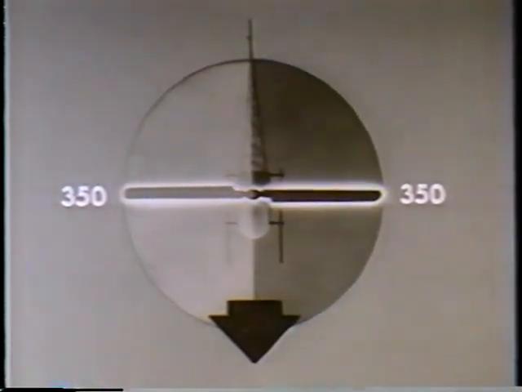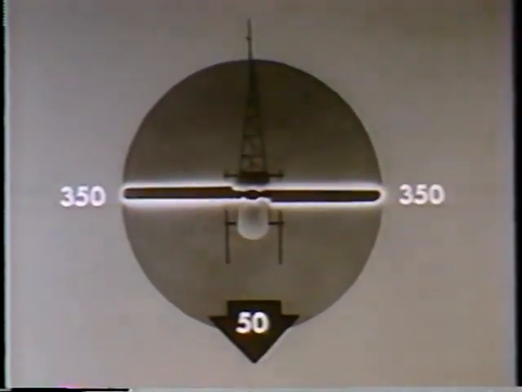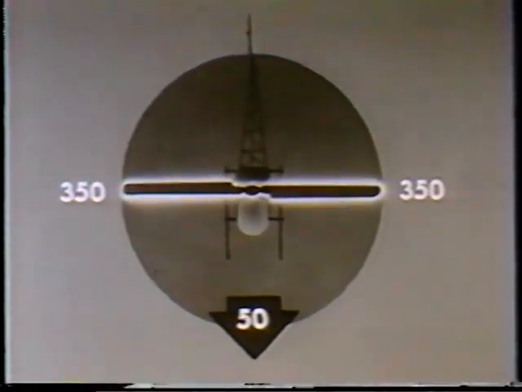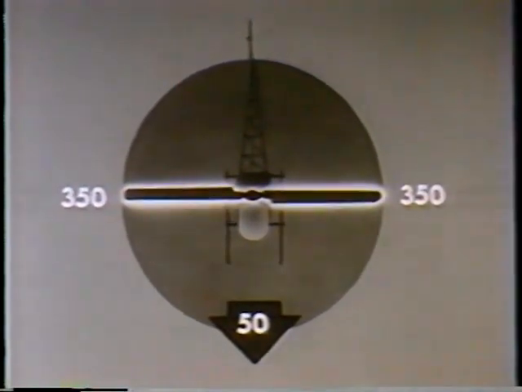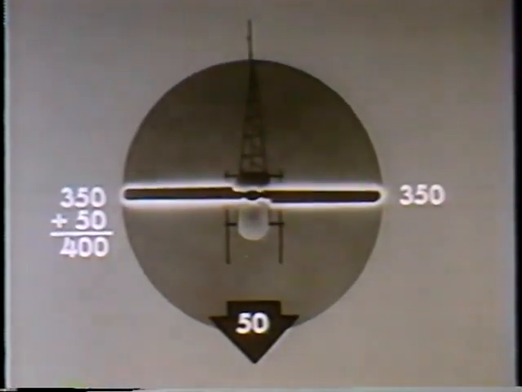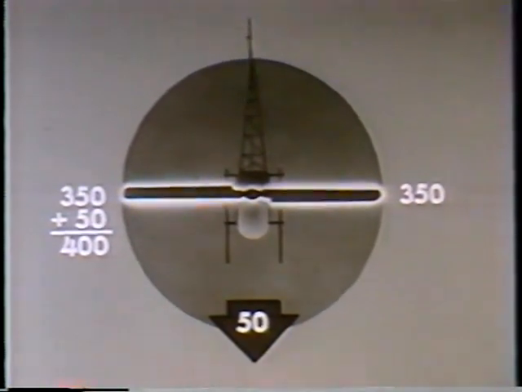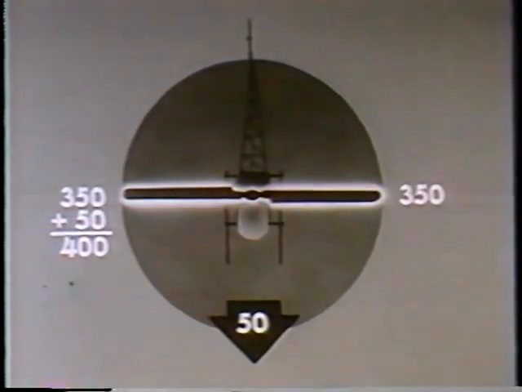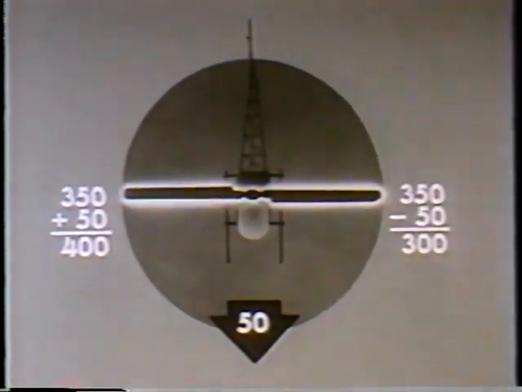If the helicopter is moving forward at 50 knots, then the tip of the advancing blade will be moving through the air at 350 plus 50, or 400 knots. Likewise, the retreating blade will be moving through the air at 350 minus 50, or 300 knots. Since the lift produced by an airfoil varies as the square of the velocity, it is apparent that the lift produced by the advancing blade is considerably greater than that produced by the retreating blade.